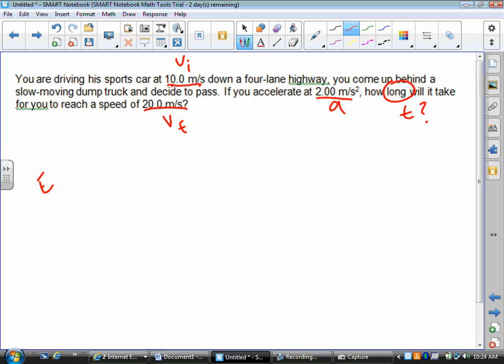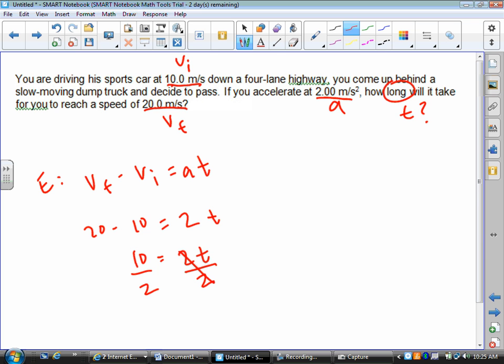So the equation here is going to be one that y'all are used to. VF minus VI equals AT. We'll plug in all these numbers, so it'll be 20 minus 10 equals 2 times T. 20 minus 10 is 10. And then to get the T by itself, I divide both sides by 2. And you end up with time is equal to 10 divided by 2, which is 5 seconds. Right, because we're looking for time, so we want to keep it in seconds. Easy. You can do that one in your sleep.